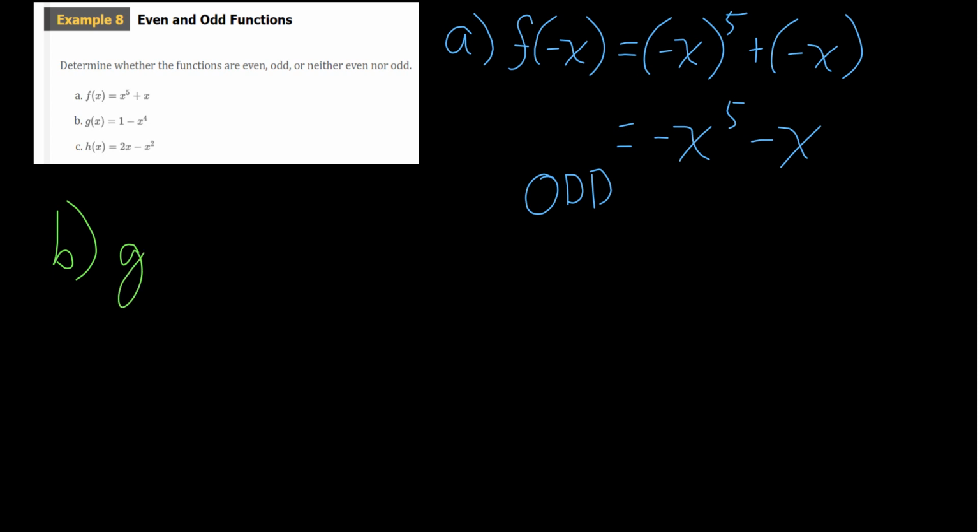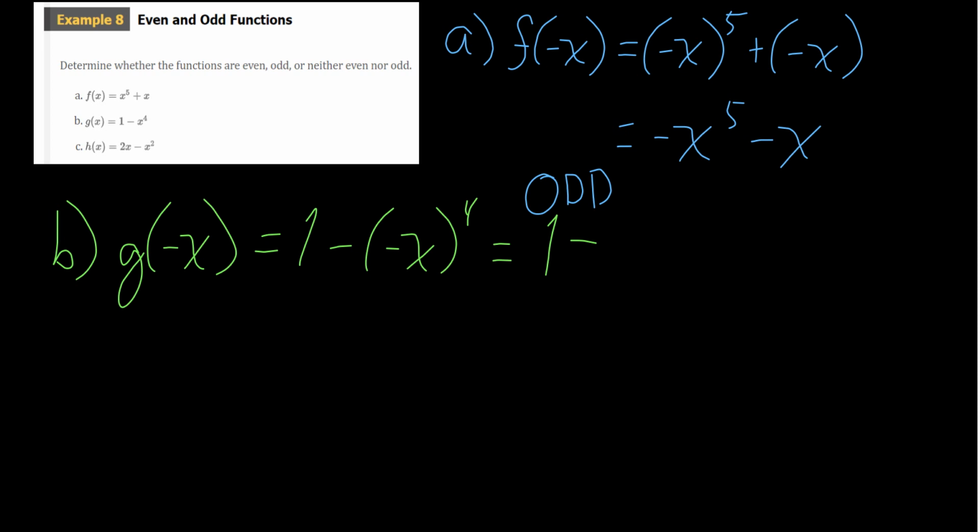Okay. What about B? So I replace the x with a negative x. So I've got that, and then 1 minus, and then it's going to be negative x to the 4th power. Okay, well, that becomes 1, and then minus. What is negative x to the 4th power? Okay, well, negative x to the 4th power would be x to the 4th, and then it just becomes 1 minus x to the 4th. So again, we're going to ask ourselves, is this the exact same as this? Well, that was easy. Yeah, it is. Okay, it's the exact same. So therefore, B is an even function.